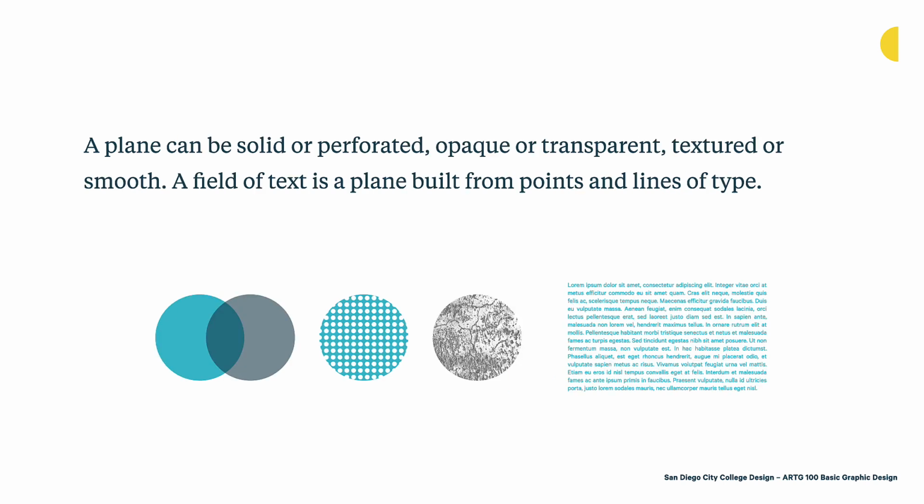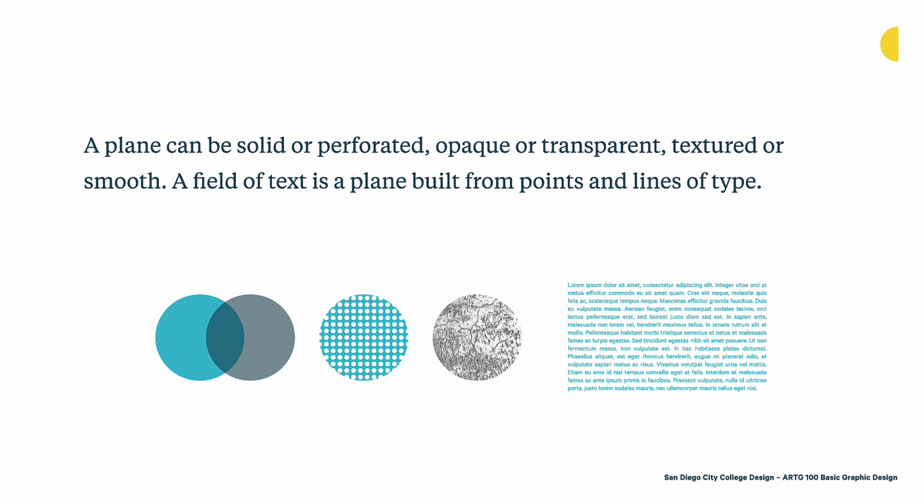A plane can also be solid or perforated, opaque or transparent, textured or smooth. A field of text is a plane built from points and lines of type. So planes can also have a lot of qualities to them. Again, they can be transparent like we're seeing on the left. They can be filled with texture, which makes them feel different.